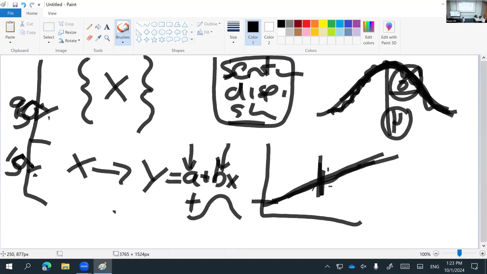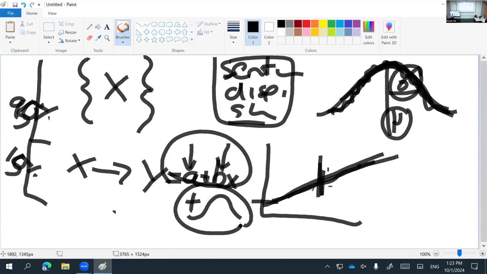Okay. By the way, just to give you another thing, the phrase for this is the deterministic part. This is the random or noisy part, right?